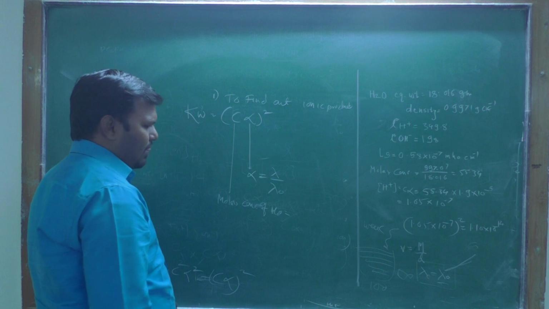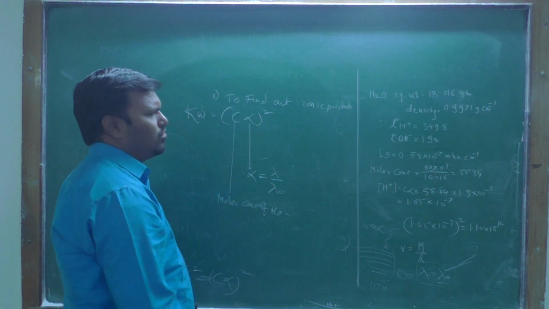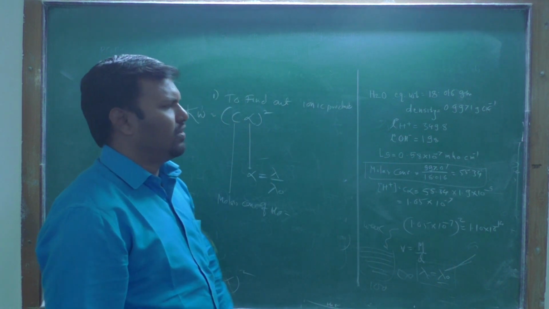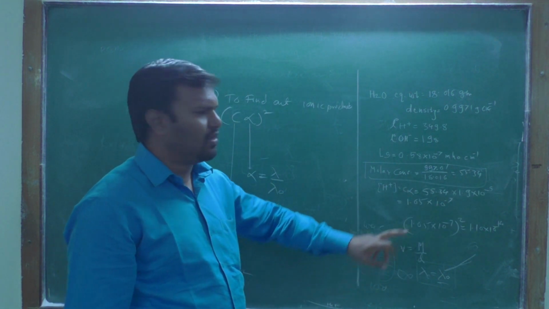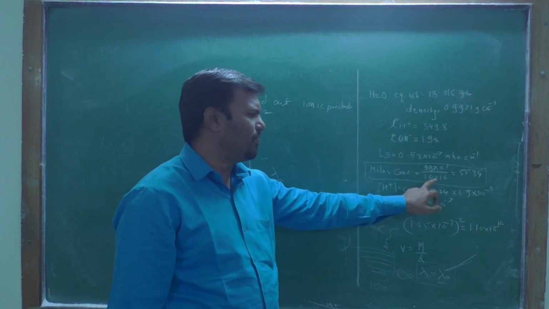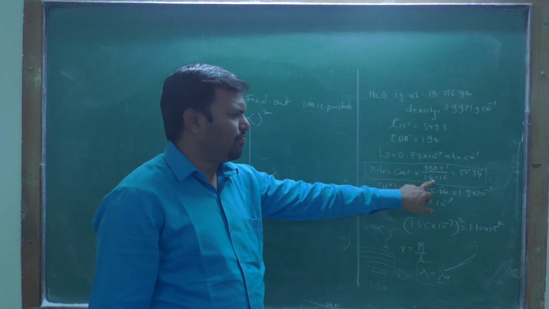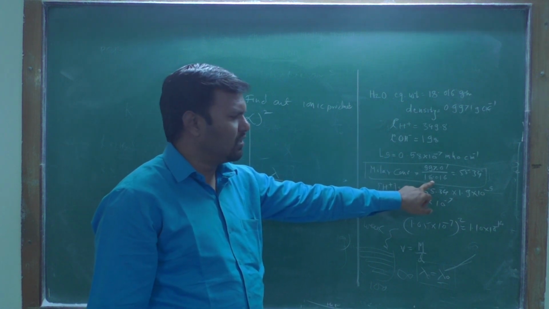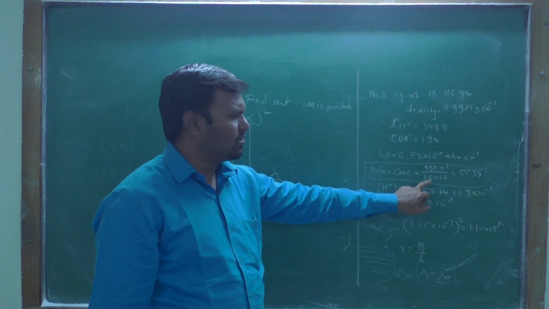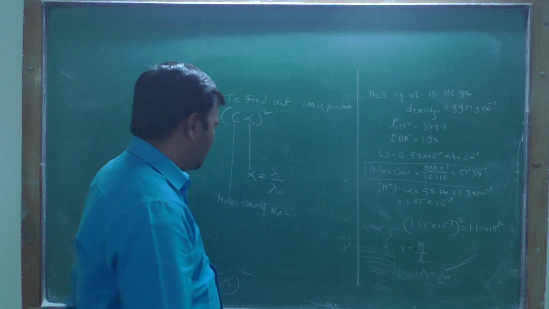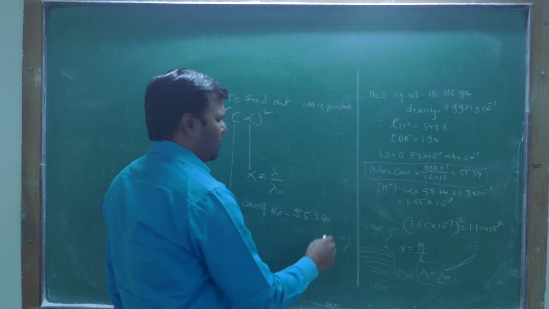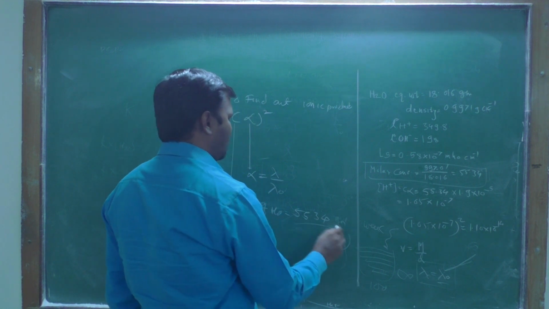The molar concentration of water is given like this: the weight of 1000 ml water is 997.01 upon its molecular weight. Therefore 1000 ml water has its weight like that, and its molecular weight is like that. Therefore C is equal to 55.34 molar. That is the molar volume of the water.